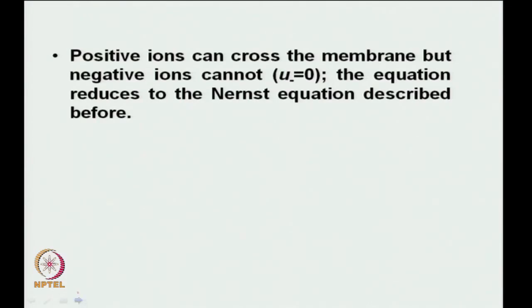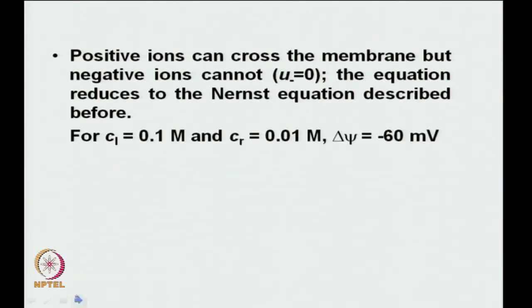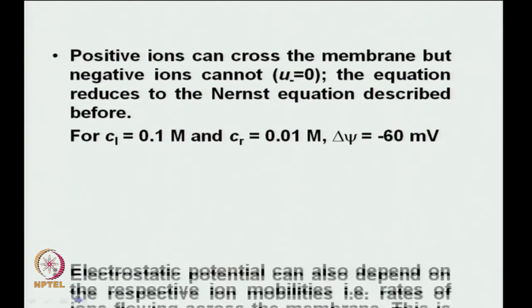Going forward, if you do a rough calculation based on this, that means it is impermeable to negative ions. If C of L is equal to 0.1 molar and C of R is equal to 0.01 molar, then del psi comes to be minus 60 millivolts. So, this is the potential difference you generate because of this concentration difference.